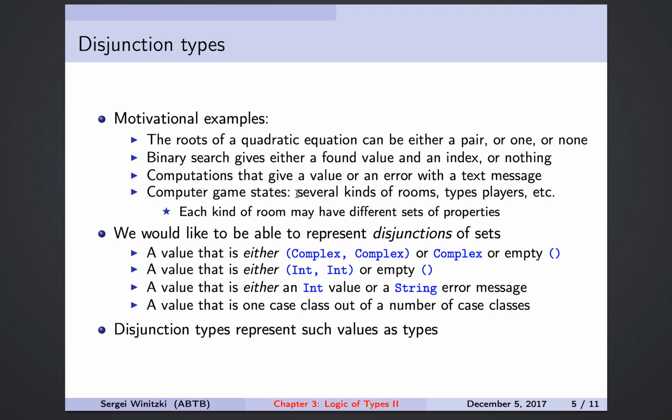And each kind of room or each kind of player could have different sets of properties. So, for example, a player who is an adversary, or a player who is just static and gives you information but otherwise doesn't participate in anything. These have different sets of properties, and so it would be good to say this is a player. So this introduces a type which is a player, and then a player would be either one kind of player or another kind of player.